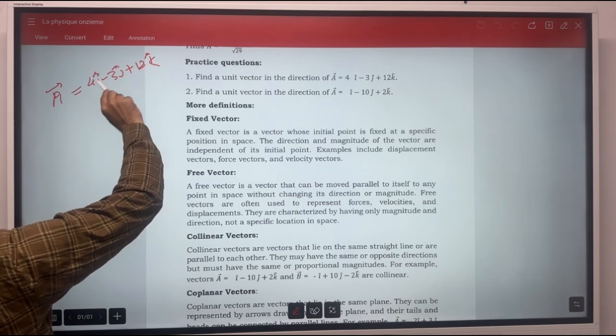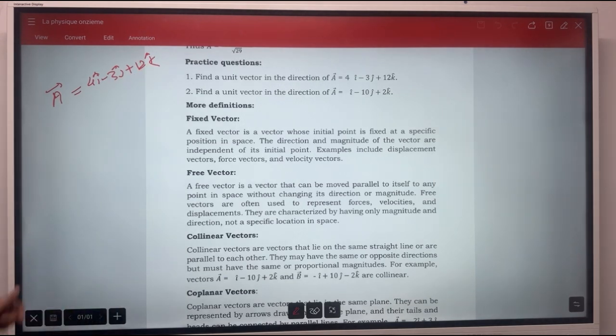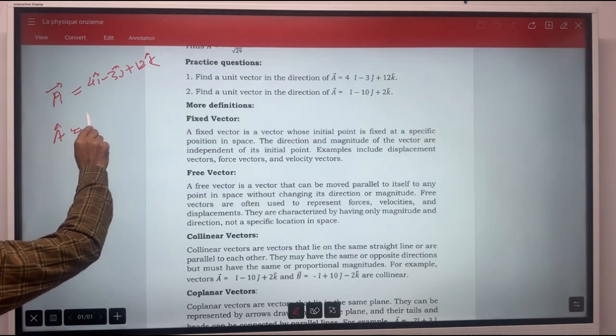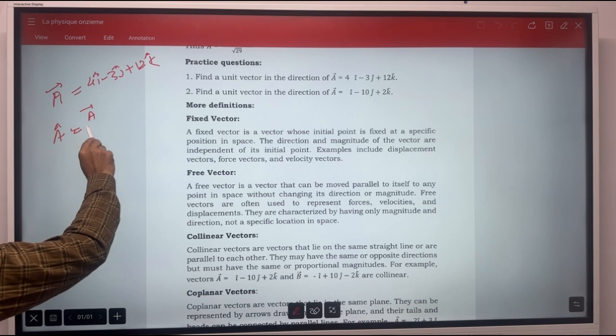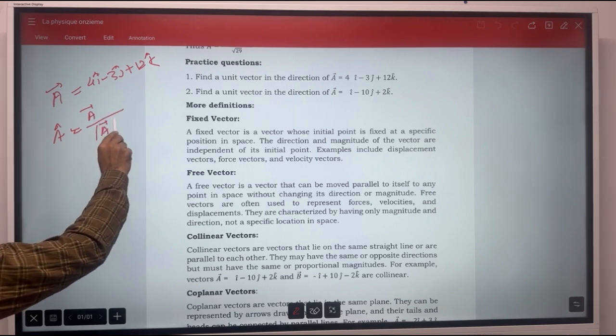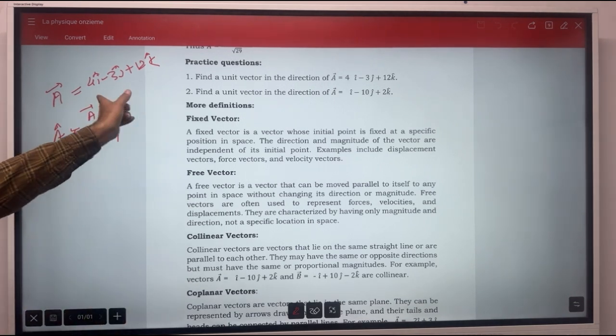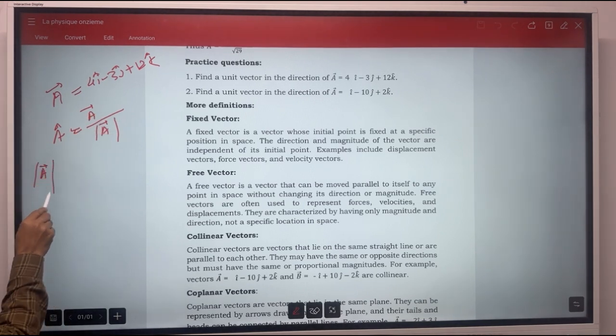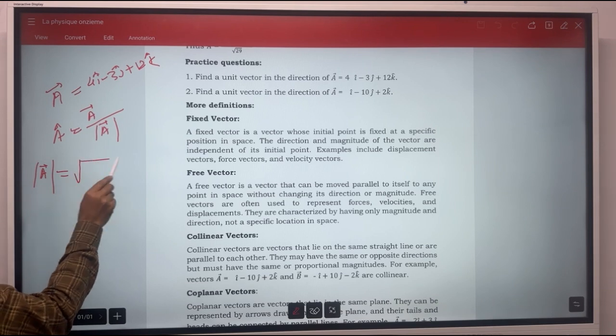You have to write k cap, i cap, j cap. So this is the given vector. In order to find its unit vector, we need vector A divided by modulus of vector A. So vector A is already given. We need modulus A. So for this purpose, we proceed like this.